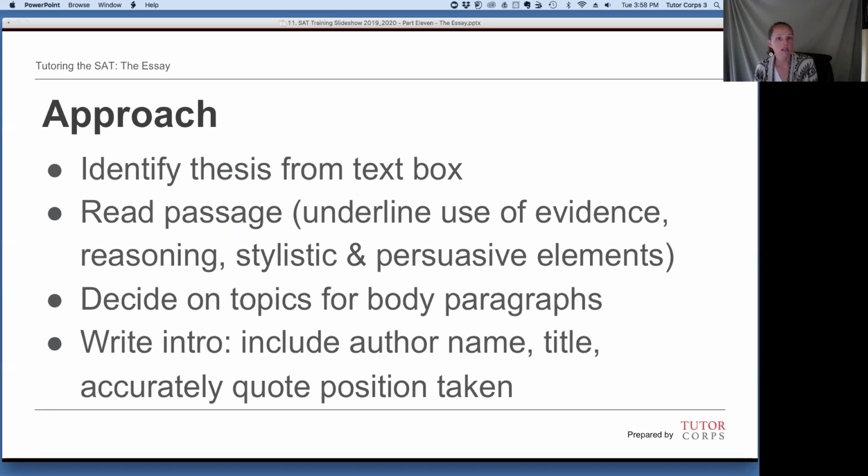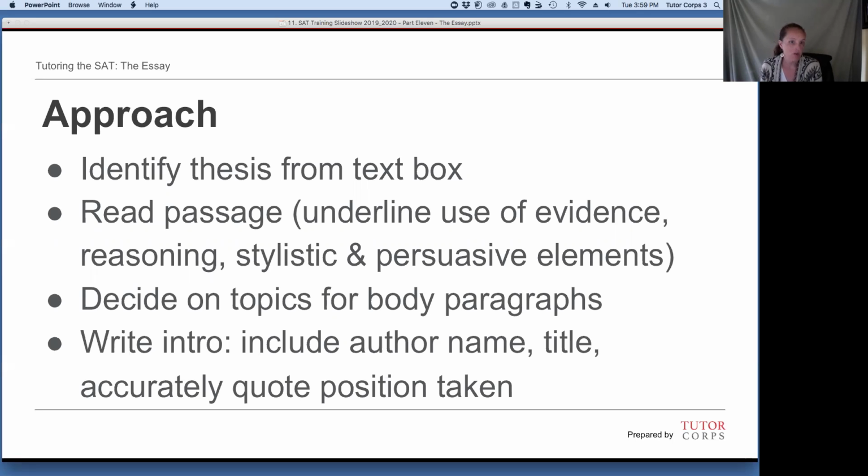Students should approach the essay by first reading the text box below the passage to identify the author's thesis. So that's before they even get into the passage, first they should find the thesis. Knowing the thesis before attacking the passage will help the student pinpoint the evidence that connects directly to the thesis while they're reading through the passage. So next they'll read the passage, underlining the author's use of evidence, reasoning, or stylistic and persuasive elements. And then the student can decide on the main topics for the body paragraphs and then dive into the intro.